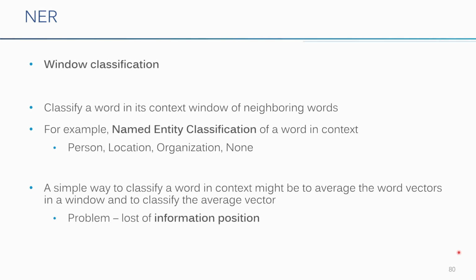So, in this case, classifying a word in its context window of neighboring words is pretty much what actually happens in practice. The idea for us is to use a specific context, and then hopefully this context will act as important features to help us have a certain classification for whatever entity we're trying to come up with a tag for.